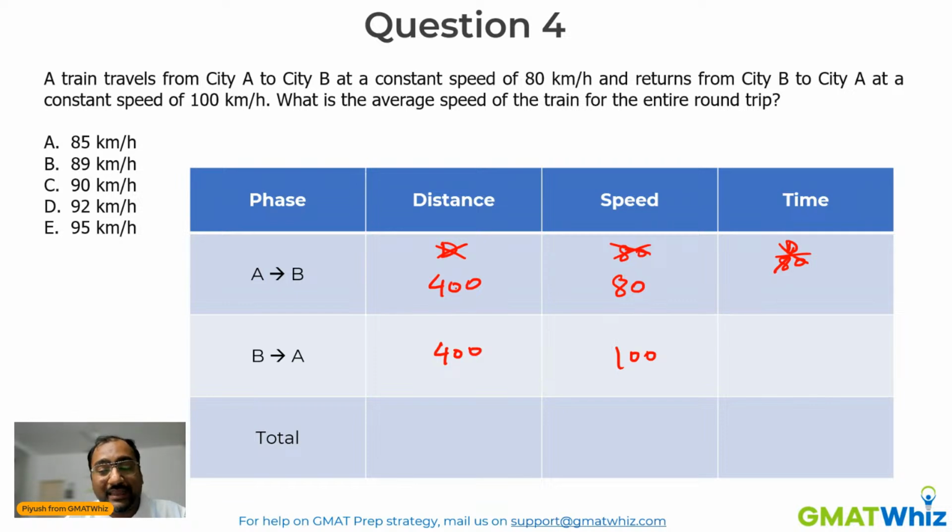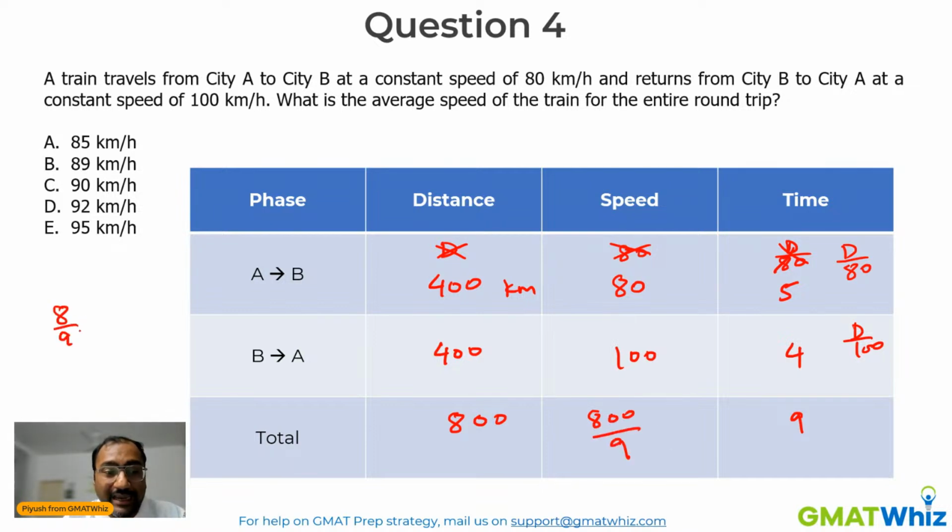Why? Because the moment I take the distance as 400 kilometers, this time automatically becomes 5 and this time automatically becomes 4. They become integers. If I had d by 80 and d by 100 to deal with, I'd have to do the LCM and the calculations. It would be unnecessarily complicated math. On the other hand, the moment I take 400 kilometers, it makes my math so very simple. I can simply add the integers and I have my speed as 800 by 9. And those of you who remember the value of 8 by 9, for them this is a very easy question. It's 0.8888 and so on.